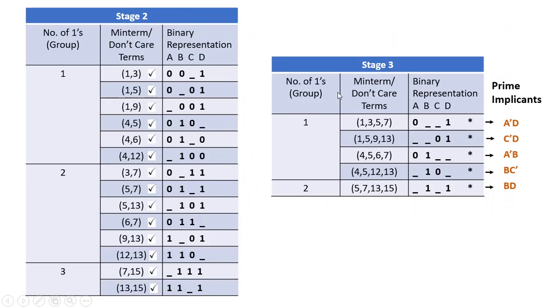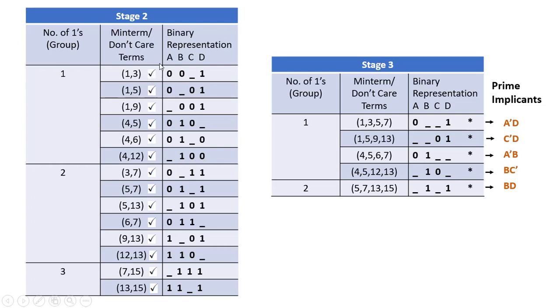So now we will move to stage 3. So for stage 3 also we will do the comparison and grouping. So this group of stage 2 is compared with this group. So 1 comma 3 is compared with 3 7, then 1 3 compared with 5 7, 1 3 compared with 5 13, 1 3 compared with 6 7, 1 3 compared with 9 13, 1 3 compared with 12 13. And wherever there will be a 1 bit difference, we will remove the corresponding variable and we will put a dash at that place.